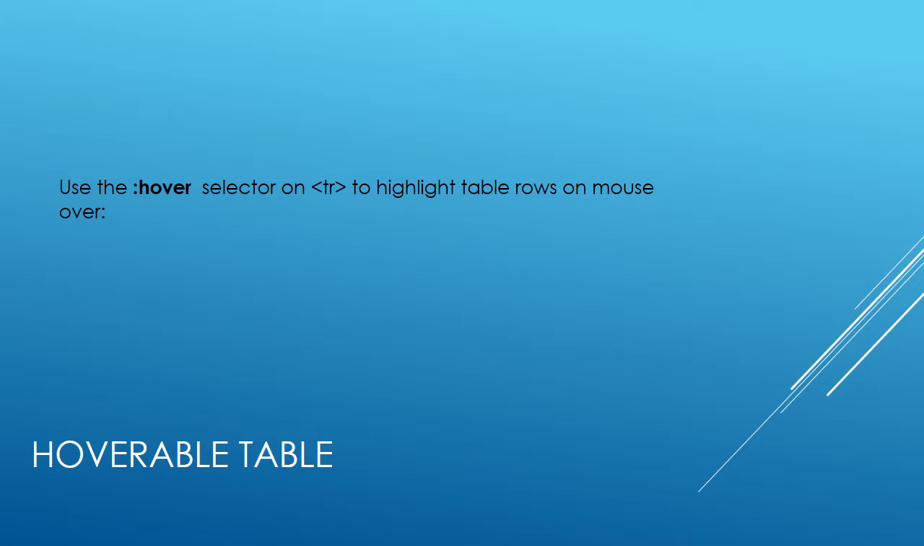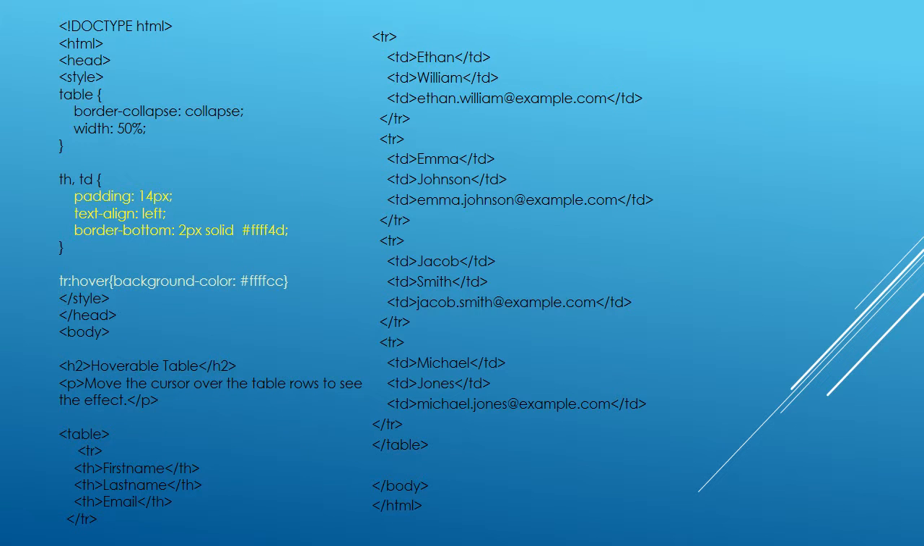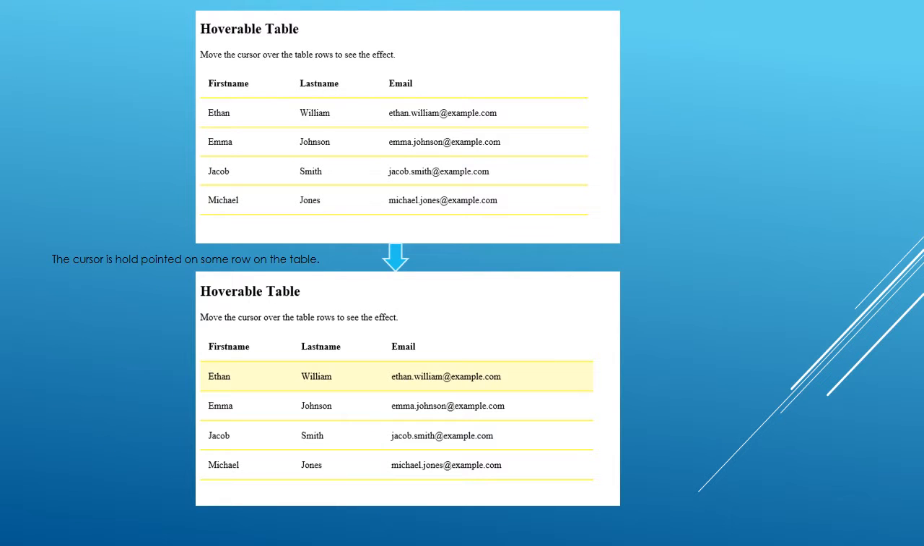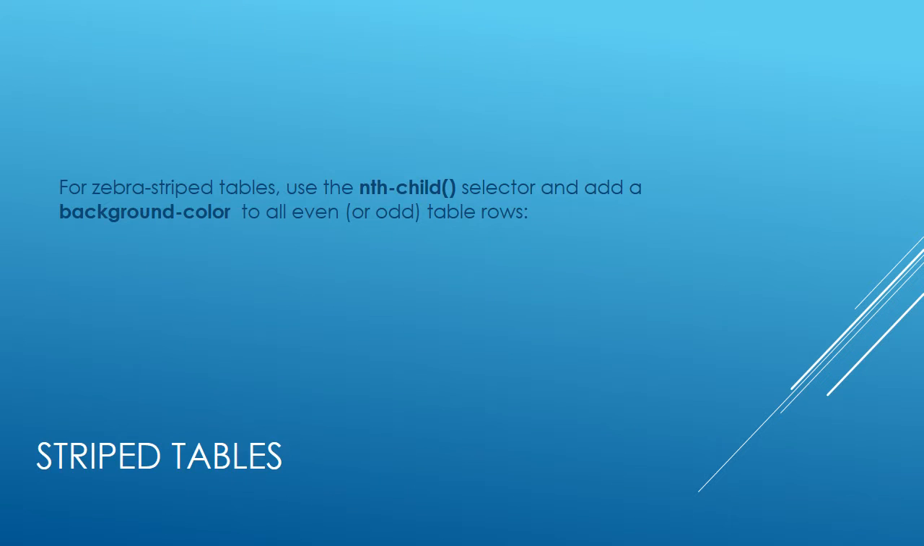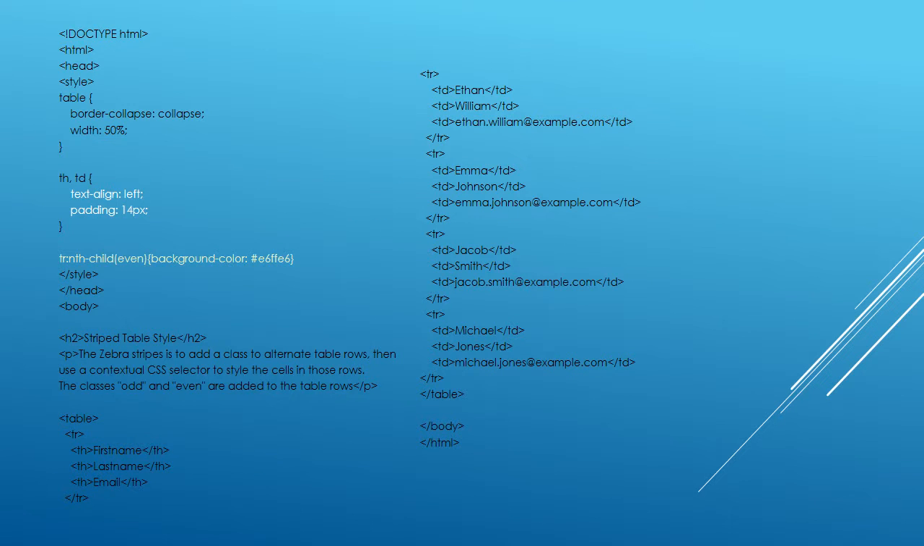Use the hover selector on tr to highlight table rows on mouse over. Example of hoverable table. The cursor is held pointed on some row of the table. For zebra stripe tables, use the nth-child selector and add a background color to all even, or odd, table rows. Example of striped tables.